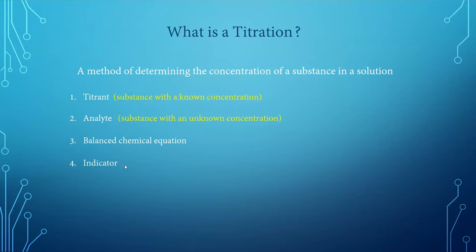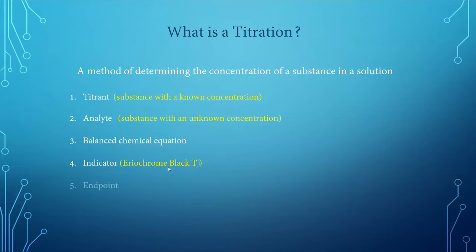We need an indicator. When we did the cabbage juice lab, we used cabbage juice as an indicator. It changed different colors depending on the pH of a sample. In this particular case, we're going to use an indicator called Eriochrome Black T. Cabbage juice is sensitive to hydrogen ions. Eriochrome is sensitive to calcium ions. In the presence of calcium, it turns a lovely red color, and when calcium is absent, it's a lovely blue color.